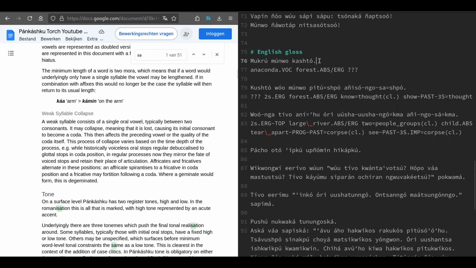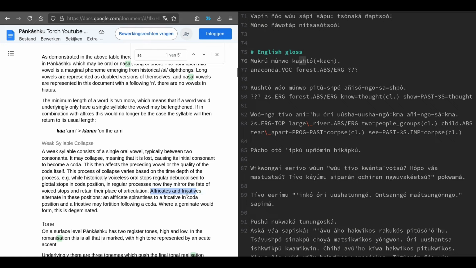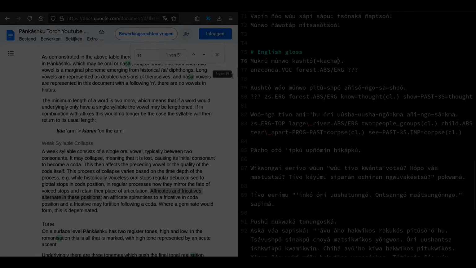Okay, so I think this is probably a case of weak syllable collapse. Affricates and fricatives alternate if there's a weak syllable collapse. So sh becomes ch. And I remember there's a kacha or something like that in the dictionary.